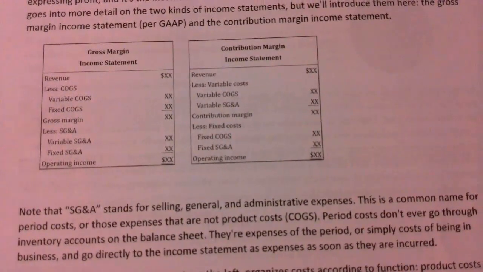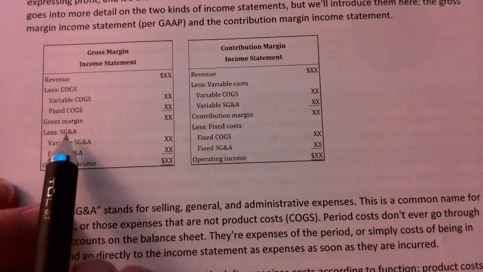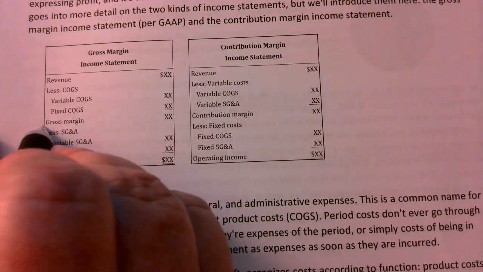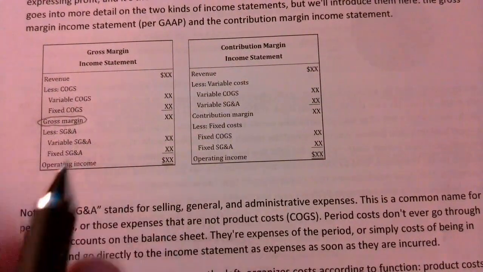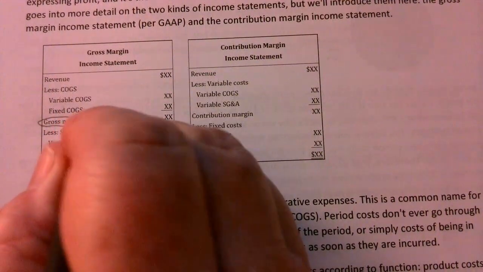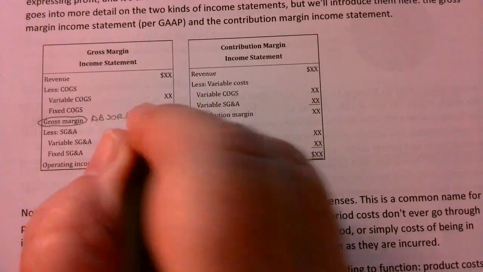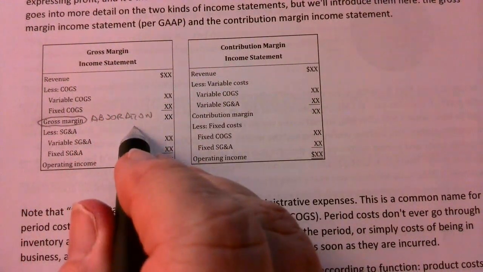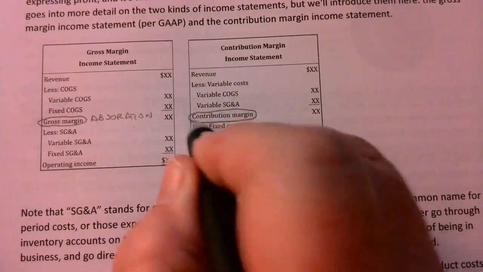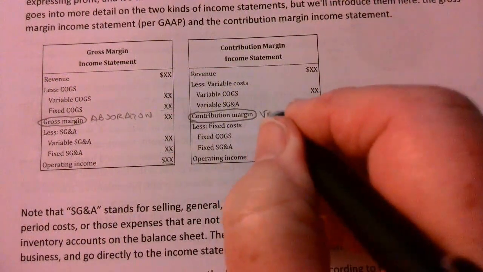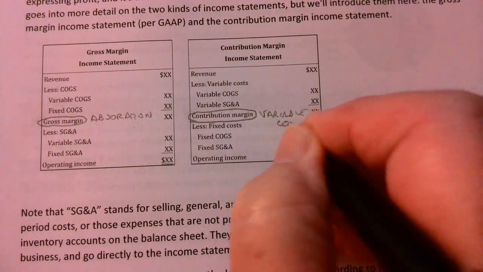Okay. So when we look at this first statement, you can see that it includes a gross margin. If it has a gross margin, that means it's absorption. In other words, the inventory absorbs a piece of fixed cost. If it says contribution margin, then we know it's a variable cost statement.